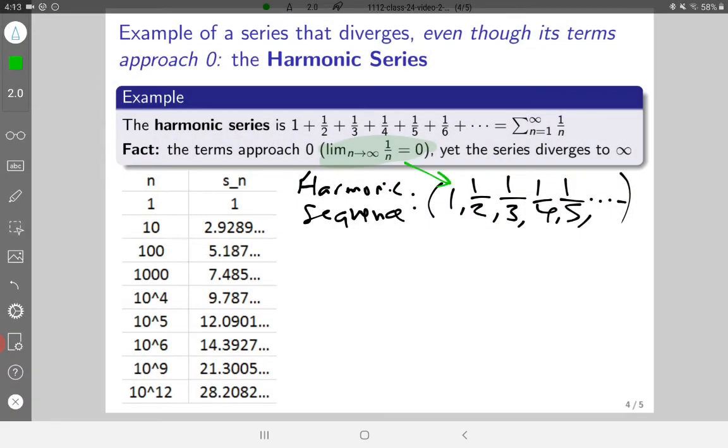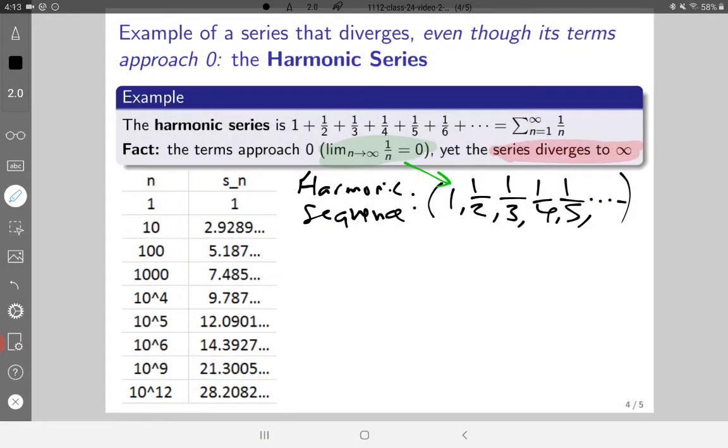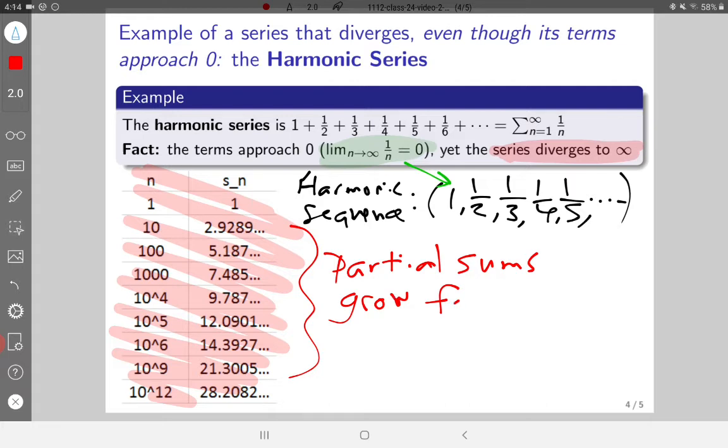Because I have 1 over larger and larger and larger denominators. And yet, what do I mean by the series diverges to infinity? That's what I'm getting at in this table over here. The partial sums grow forever to positive infinity.